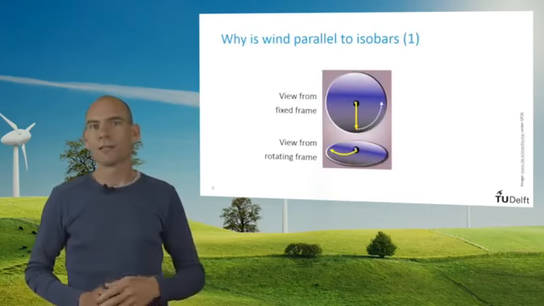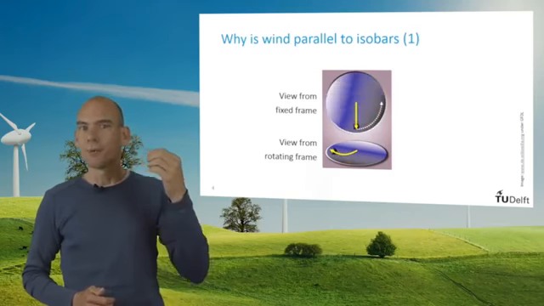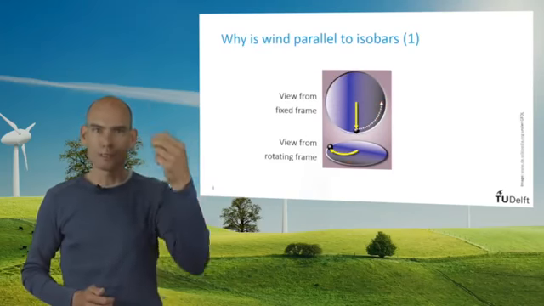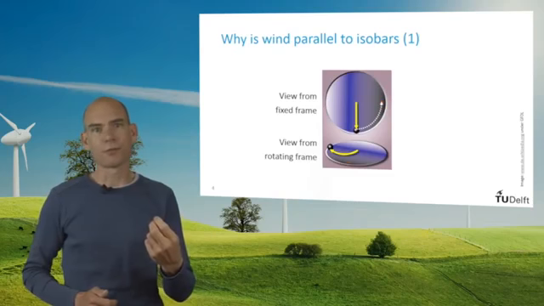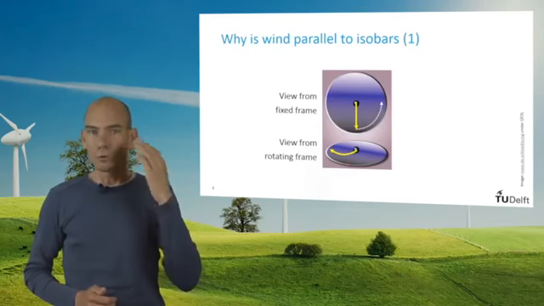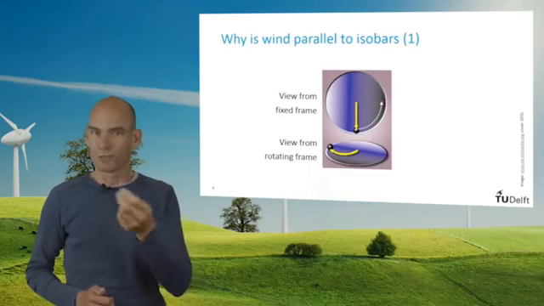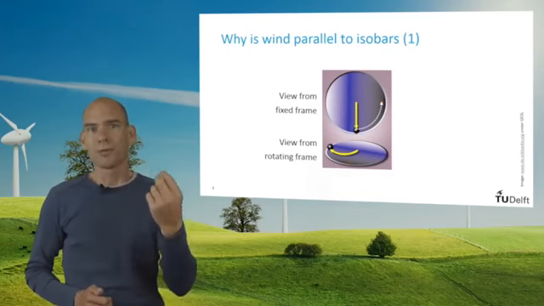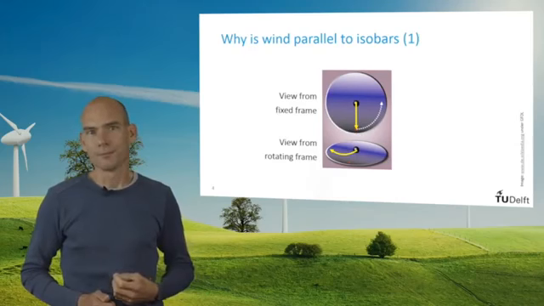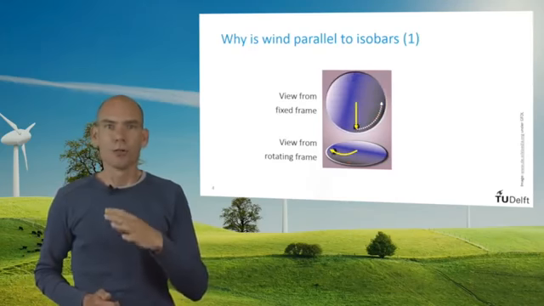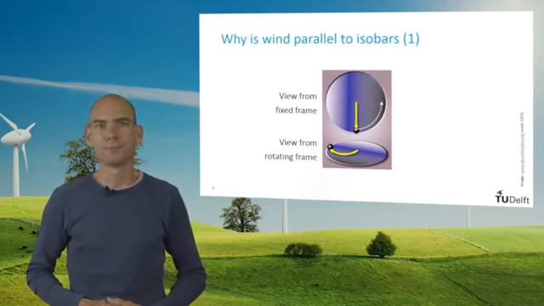Let's have a look at this rotating disk and a ball that is moving along a straight line in a fixed frame of reference. If we would look at the motion of this ball from a frame of reference that is fixed to the disk, it would appear to be curved to the right. You can see this in the lower part of the image.